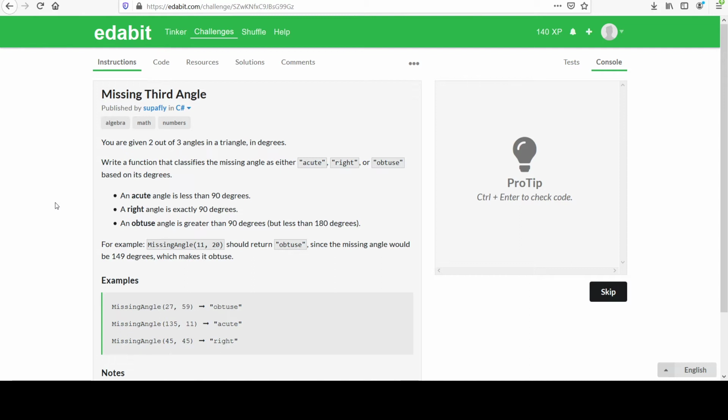And I have some notes for you here. An acute angle is less than 90 degrees. A right angle is exactly 90 degrees. And an obtuse angle is greater than 90 degrees but less than 180.